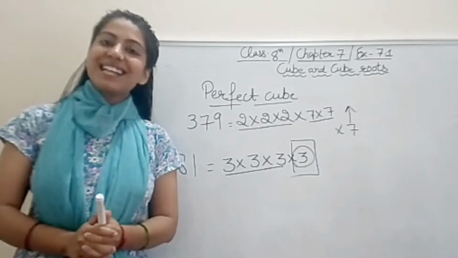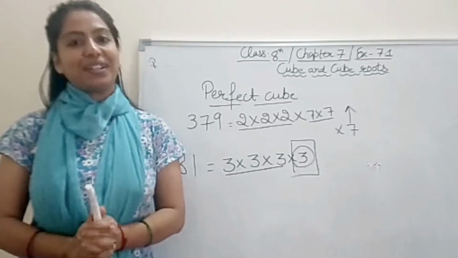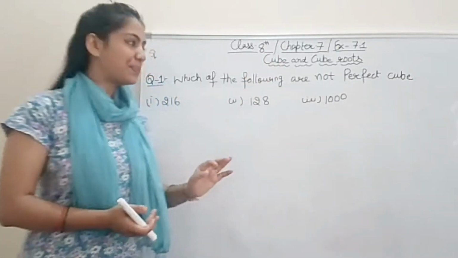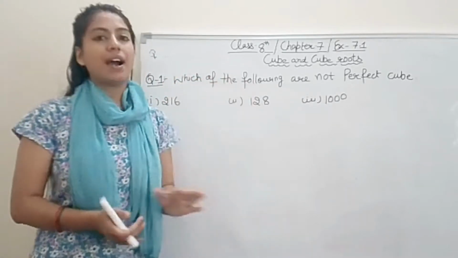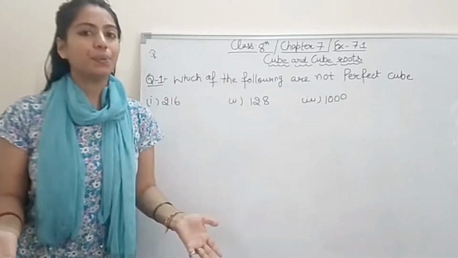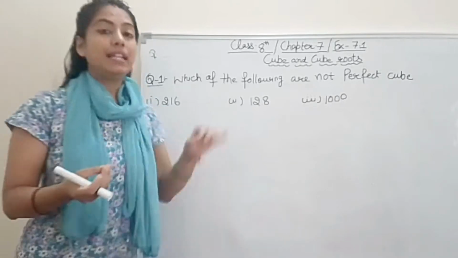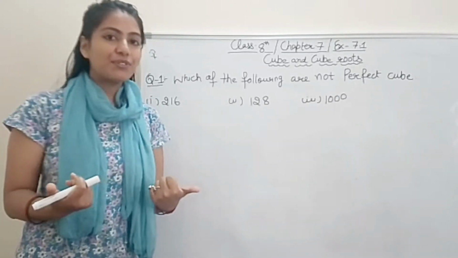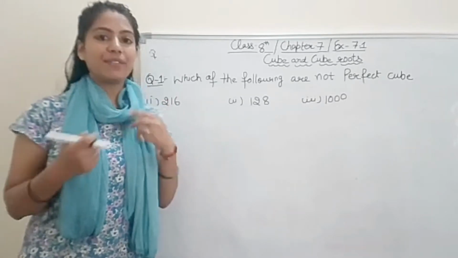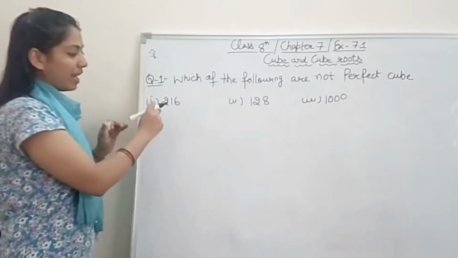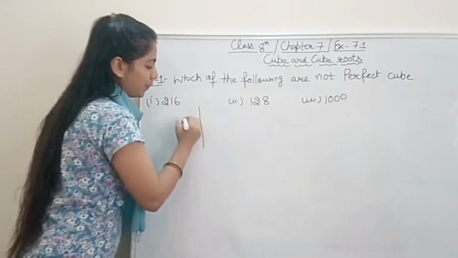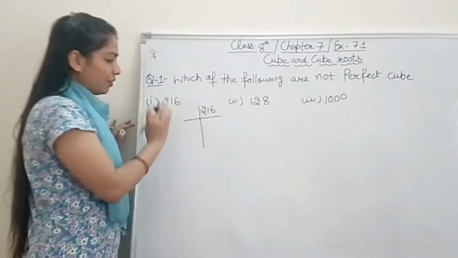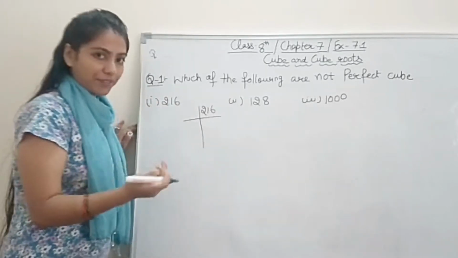Now let's quickly start our exercise 7.1. Coming to our exercise 7.1, question number 1 student, which of the following are not perfect cubes? You just need to tell whether they are perfect cubes or not. Okay, so how will you see first of all? Yes, with the help of the prime factorization method. So first part we have 216. Oh, sorry, we will do the 216 prime factorization.